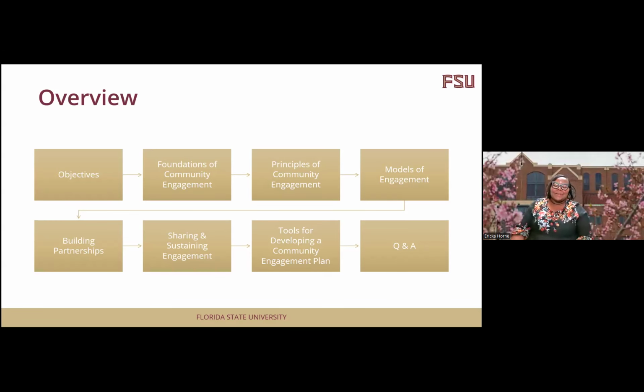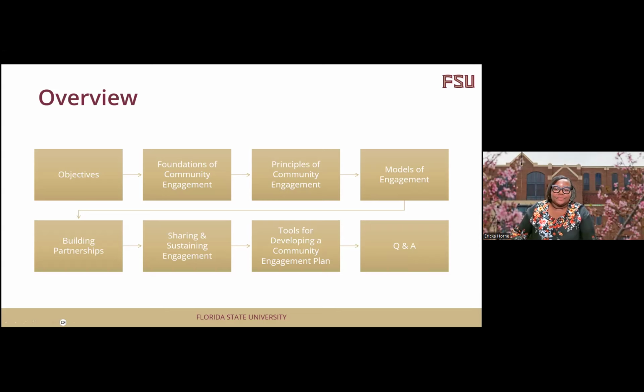All great responses. So for today, we're gonna go through what our objectives are. We're gonna go through the foundations of community engagement and then the principles of community engagement and talk about how they slightly differ. Then we're gonna go through a few models of engagement and then some practical tools to building partnerships and how we can share and sustain engagement past the grant cycle, past maybe if funding is up. And then we're going to have a few tools for developing a community engagement plan. So if you don't have one, hopefully these tools will be helpful for you. And then we'll leave some time for Q&A should there be any. And if at any time you have a question, feel free to raise your hand or type it in the chat and we'll get to them.